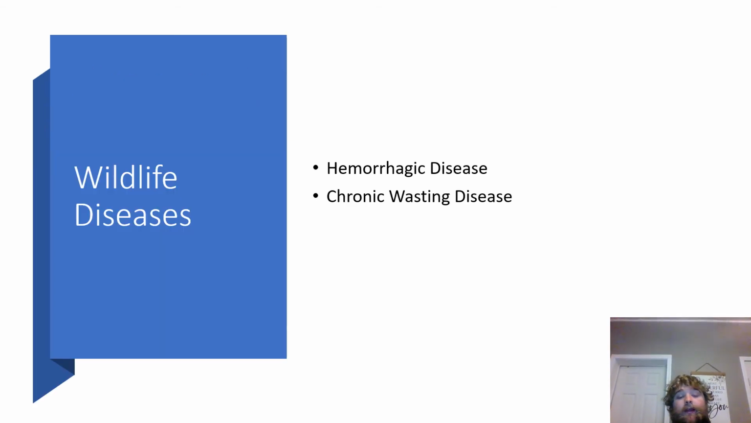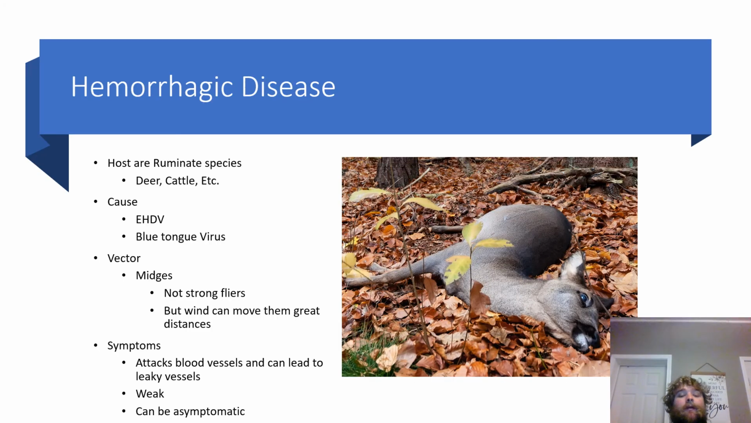So lastly, we're going to take a look at wildlife diseases. We're going to take a look at hemorrhagic disease and chronic wasting disease. So hemorrhagic disease, the hosts are ruminant species, so deer, cattle, things like that. And it's caused by some different viruses.